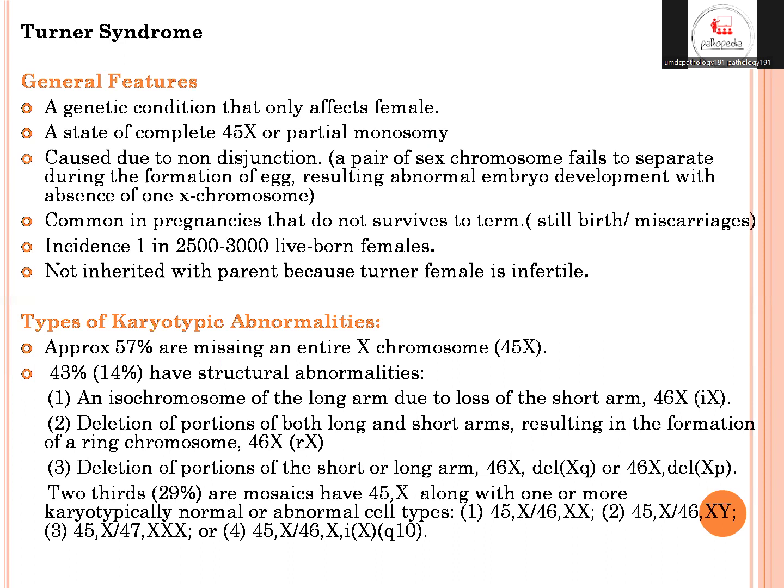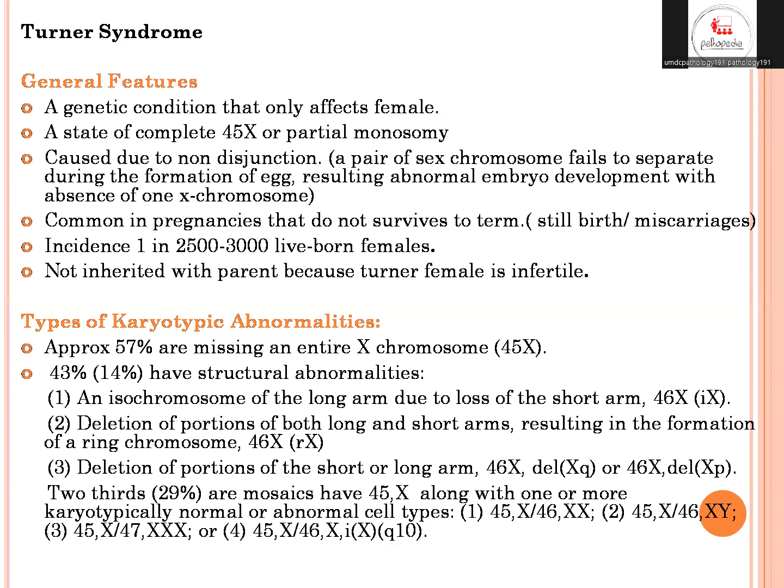Another abnormality involving cytogenetics in sex chromosomes is Turner syndrome. It is a condition that only affects females, a state of complete 45,X or partial monosomy. It is caused by non-disjunction, where a pair of sex chromosomes fails to separate during the formation of the egg, resulting in abnormal embryo development with absence of one X chromosome. It is common in pregnancies that do not survive to term, like stillbirths or miscarriages, with an incidence of one in 2,500 to 3,000 live-born females. It is not inherited from the parents because the affected female is infertile.